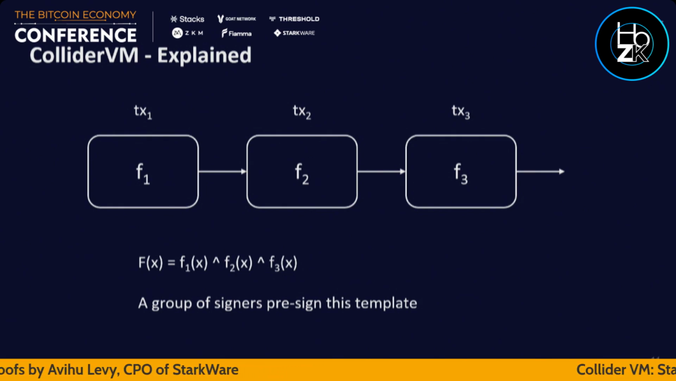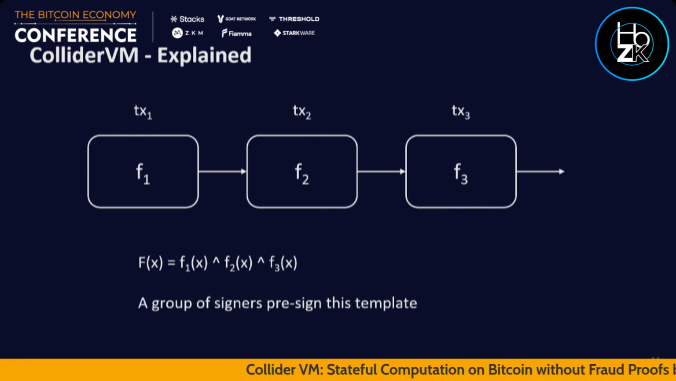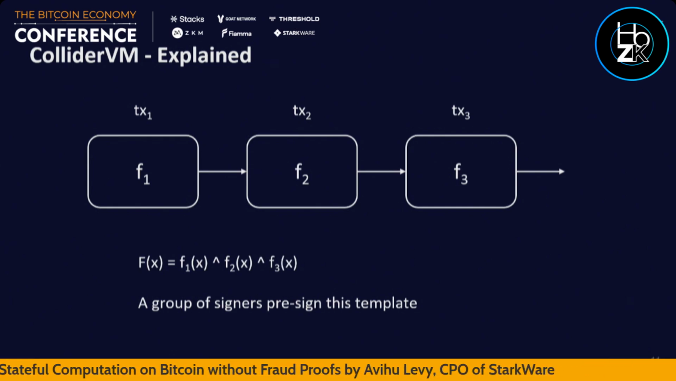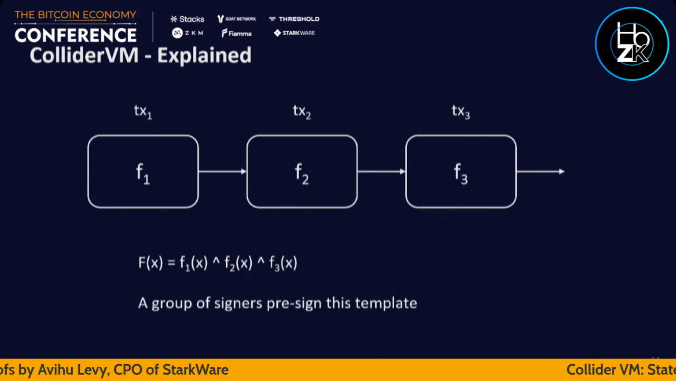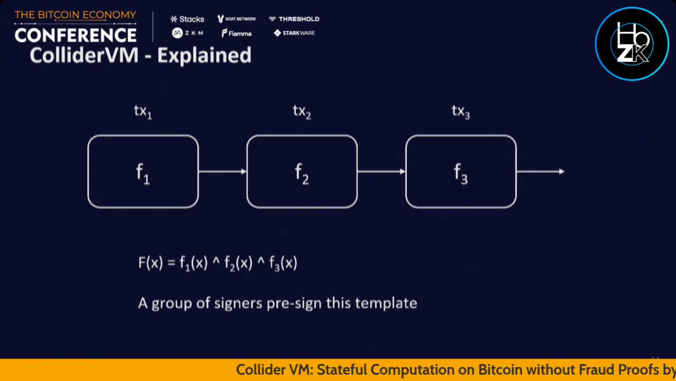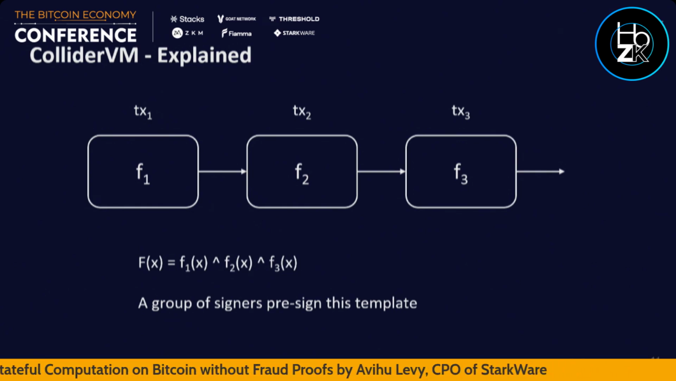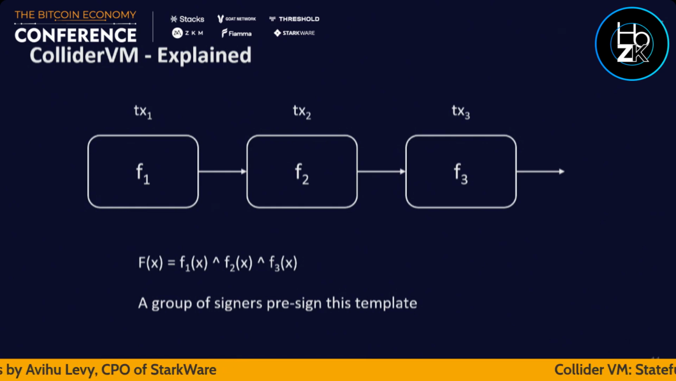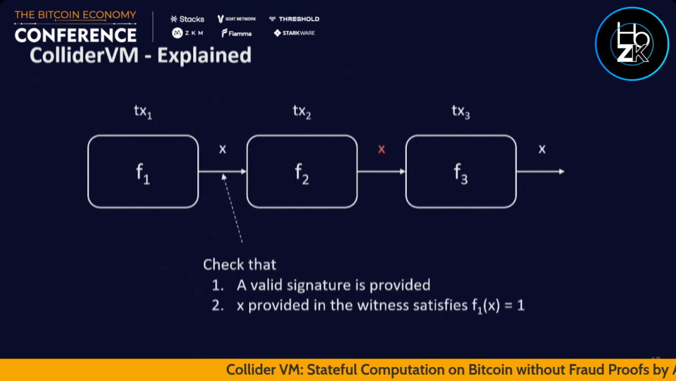Right. So let's take a slightly less abstract example. Let's say we have three functions, f1, f2, f3. What we actually want to achieve is that we compute f1, and then we compute f2, and then we compute f3. We want to check that all of them return true on the same input x. The easy thing is that you will have a group of signers that will pre-sign this template. So they will say you can only spend f1 to f2 and f2 to f3, and only if you satisfy them. That's great. But now comes the issue.